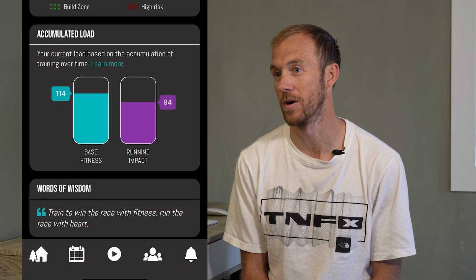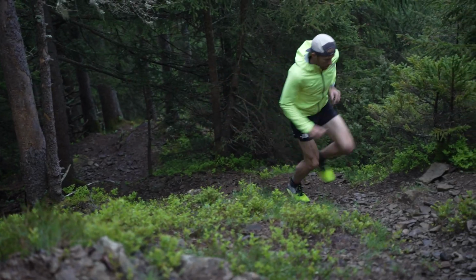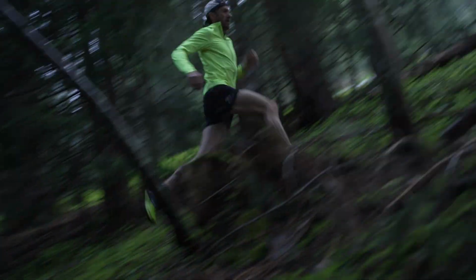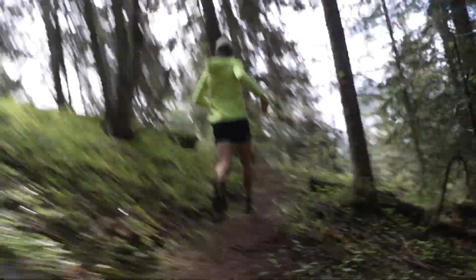Running impact, like base fitness, is a measure of how hard you're working, but this is derived from the speeds you're running and the gradients you're running on. So it's really a measure of how much mechanical stress you've put through your body and your legs, or the amount of impact that you've put your legs under. The running impact numbers can be really useful for a lot of different reasons.